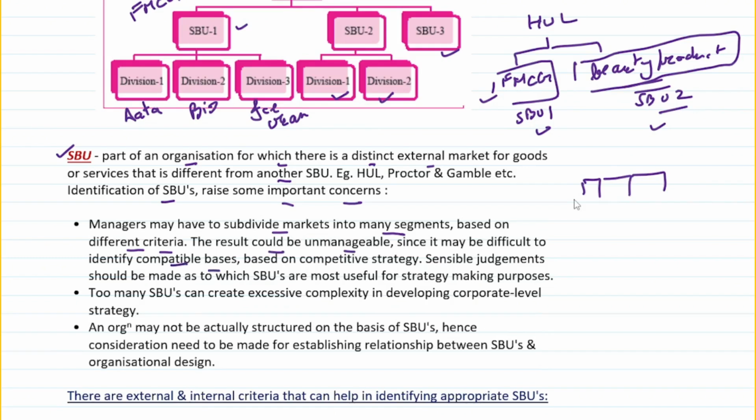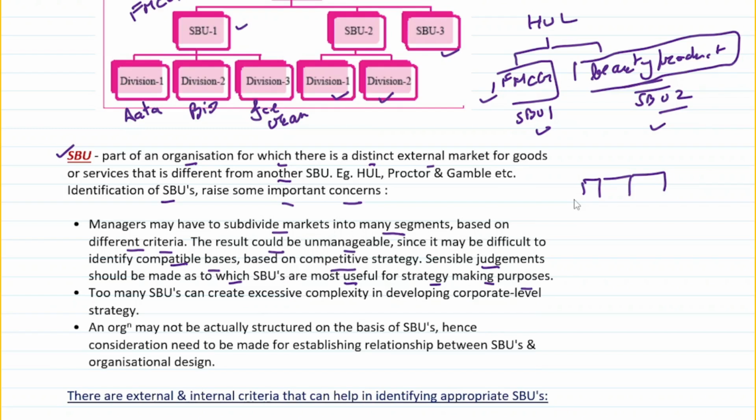Basis means what? An underlying support. On what basis it's being differentiated or demarcated. Based on what? Based on competitive strategy. So sensible judgment should be made as to which SBUs are more useful for strategy making purposes. So when you are doing strategy making, you have to classify or demarcate SBUs in a proper way so that you can understand which one should be given more priority than the other one.